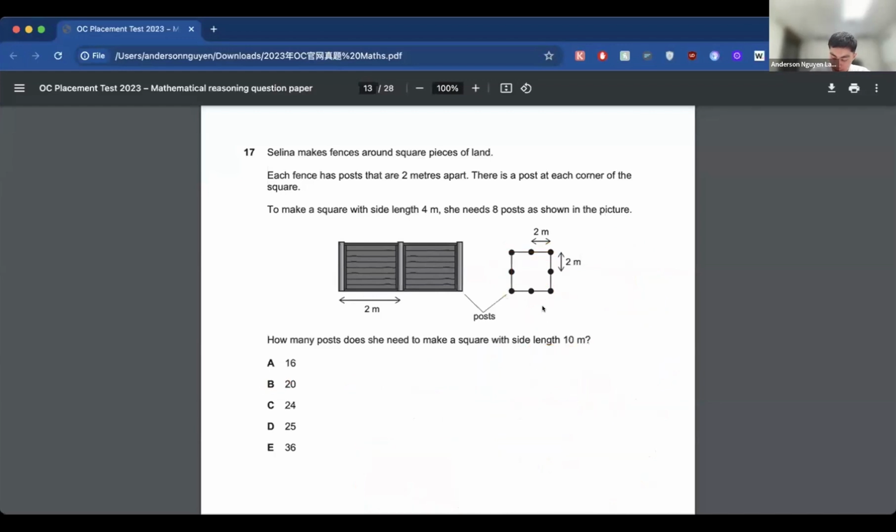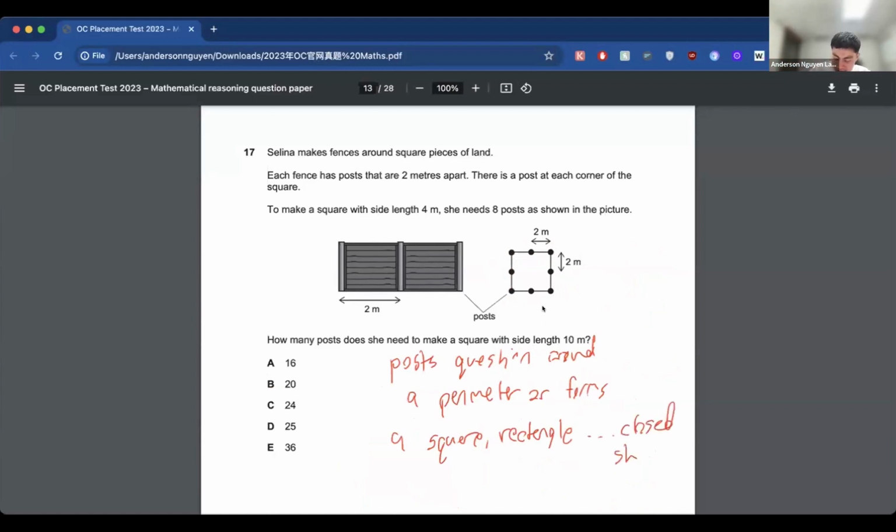So a lot of times, guys, if you deal with a post question, and it's around a perimeter or forms a square or a rectangle, or pretty much any quadrilateral shape, or any closed shape, you're going to have this problem of overlapping corners. So you just need to take away the number of posts that matches the number of corners, okay? Right. So let's move on.